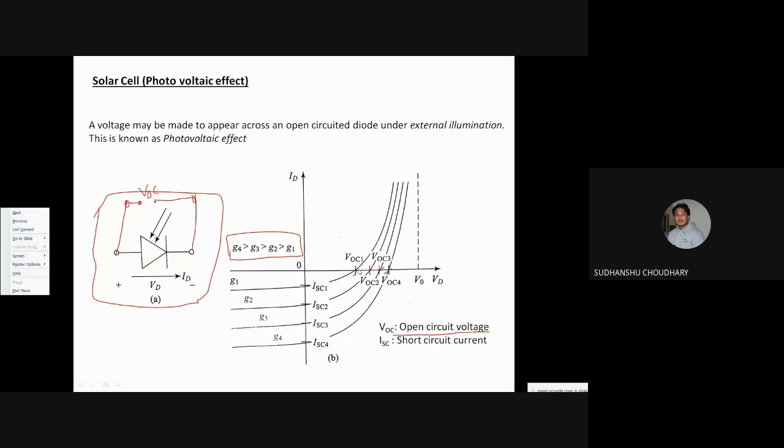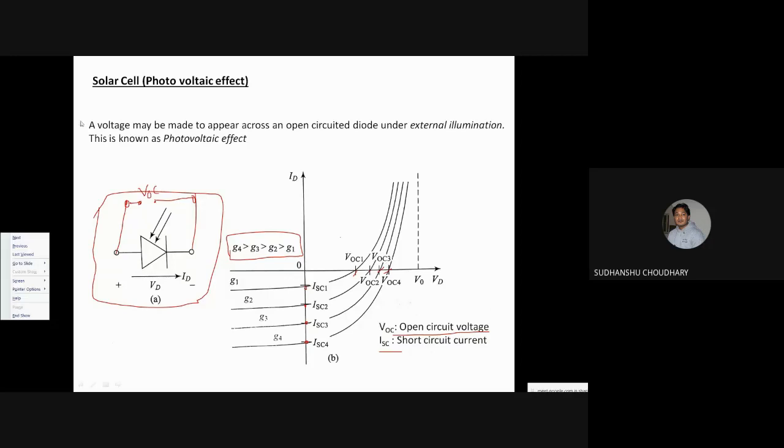That is, the diode is open, I mean this circuit is open, so there is no current. Similarly, on the current axis, we mark these 4 points and call them short circuit current points. Short circuit current is when the diode voltage is zero, and open circuit is when the diode current is zero.